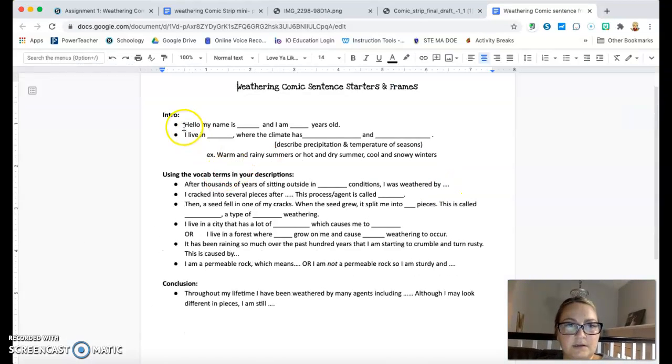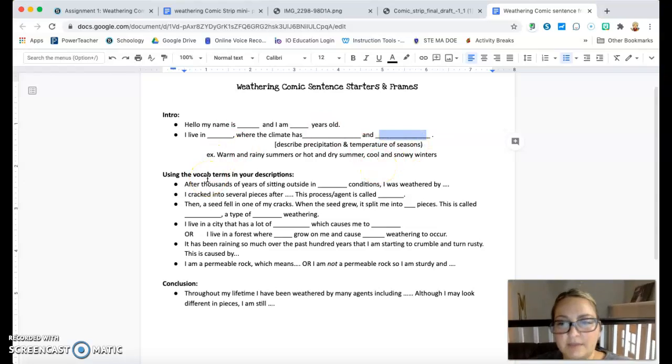In this document, I have an introduction, so what you could include in the first box, introducing yourself. Hello, my name is, and I am however many years old. I live in, so tell us where you live. You can totally make up a place. Be creative. Where the climate has blank and blank. So tell us maybe it has rainy summers and cool, dry winters. Totally up to you. You can make it up.